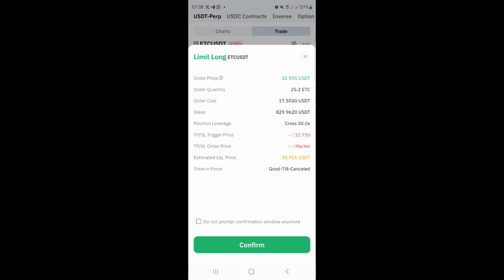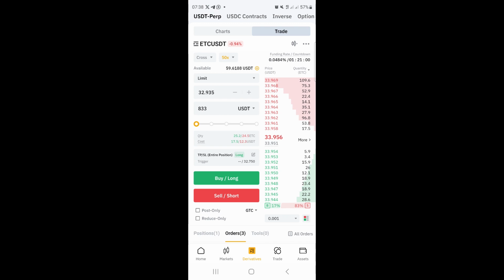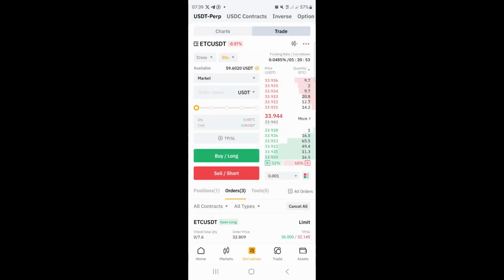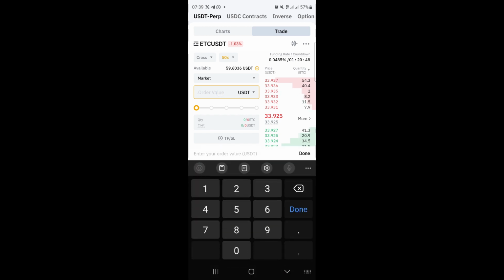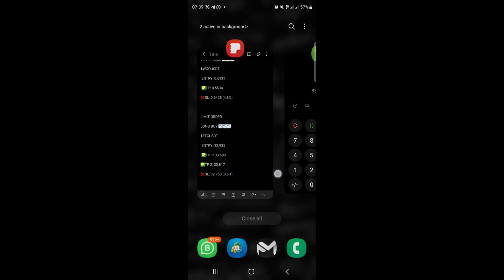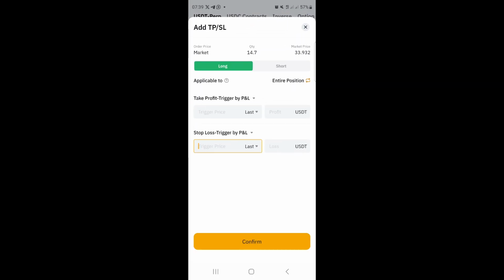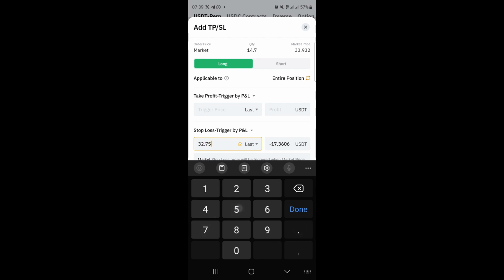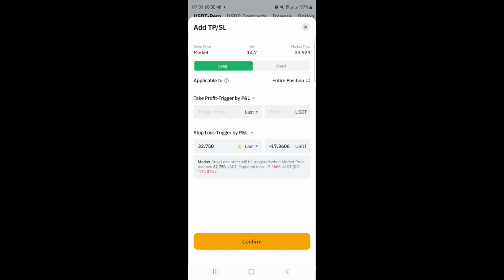Now this trade is a limit order. So let's say this trade now is a market order. What you just do, like I said before, is change to market, do your plus and minus. You want to lose just $5 on this trade. You can start here with like 500. Put your order value 500. Put your stop loss. What was the stop loss? 32.750. It's showing $17. You understand? This is for market order, showing $17.